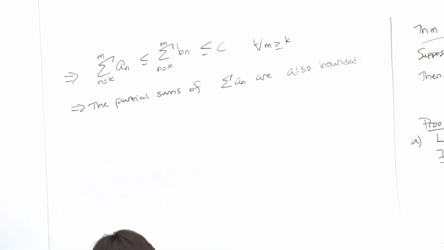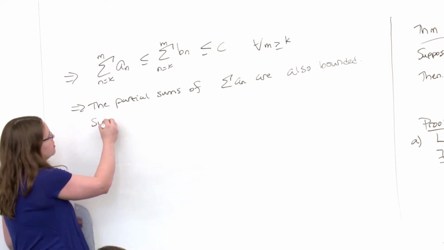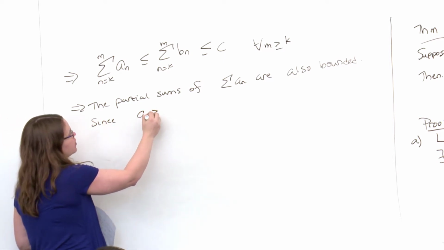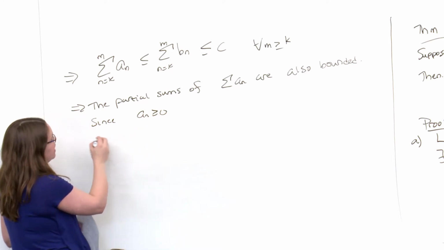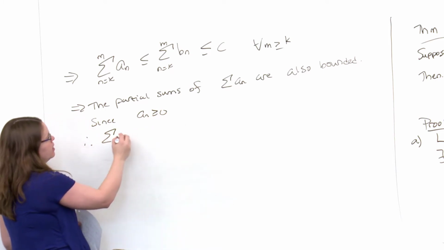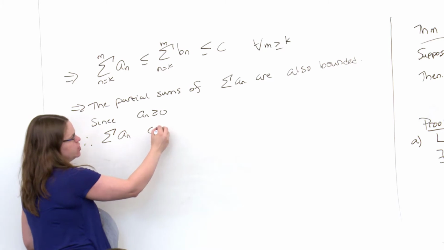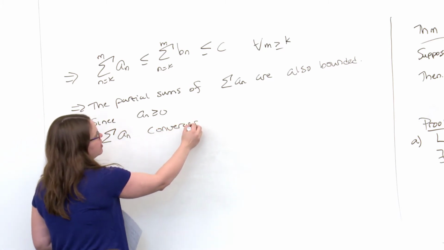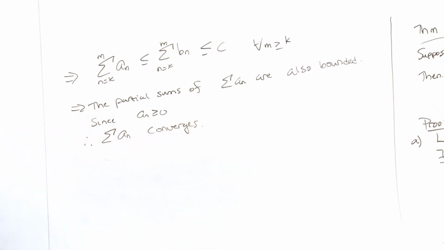So these are bounded. The an are all positive, right? So since an is bigger than or equal to 0, we must have that. Therefore, actually this series converges. Because we said a series of positive terms that has bounded partial sums is automatically convergent.